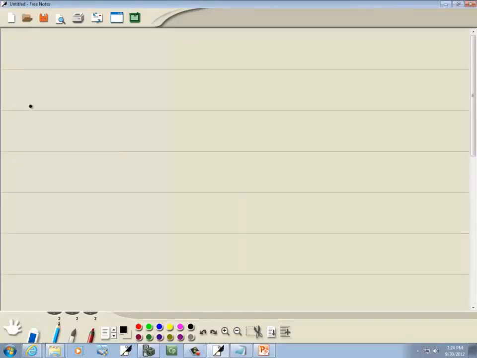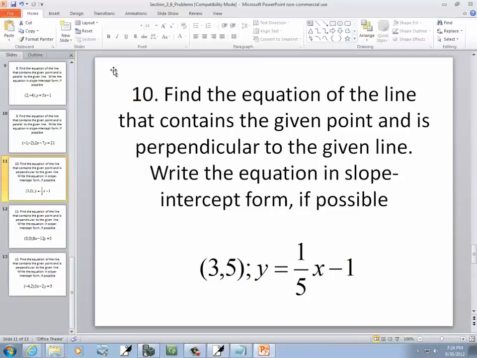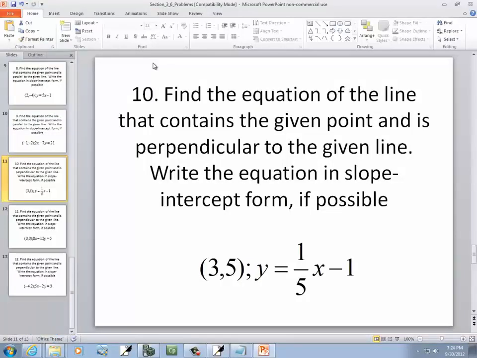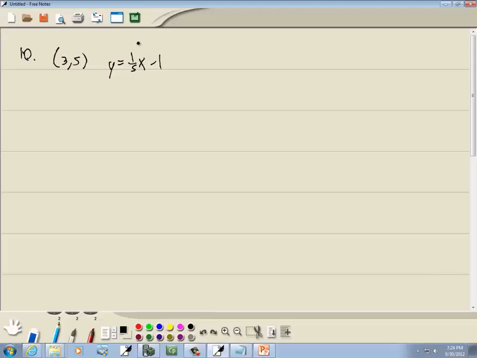Well, let's take a look at the next problem. I got (3, 5), and y is equal to 1/5 x minus 1. Now specifically here it says it's perpendicular to that line. Now same instructions.